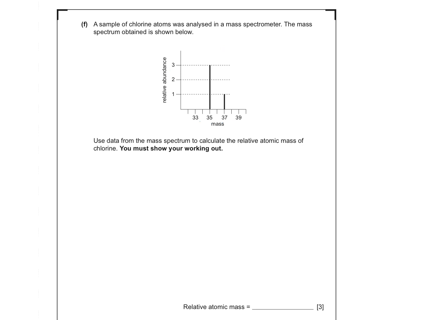So we have a peak at 35, so that's due to chlorine 35, and it has a relative abundance of 3, and then we're going to add on the total mass of chlorine 37, and it has a relative abundance of 1. And we divide it by the total relative abundance, which is 4. And that gives an answer of 35.5.